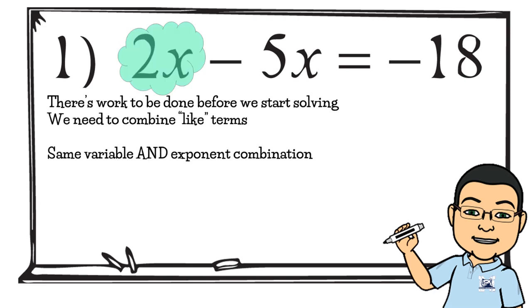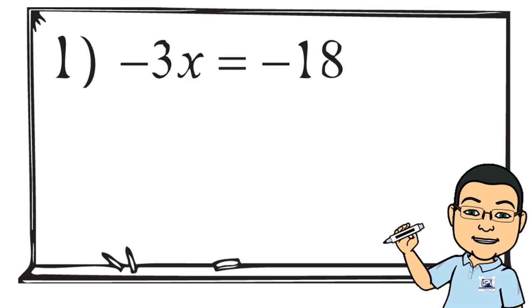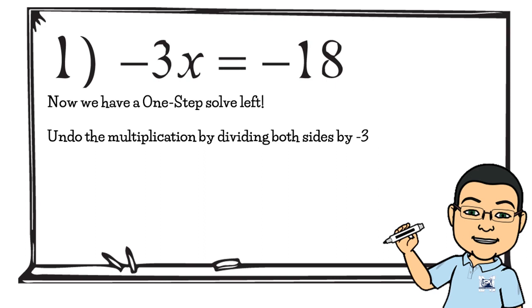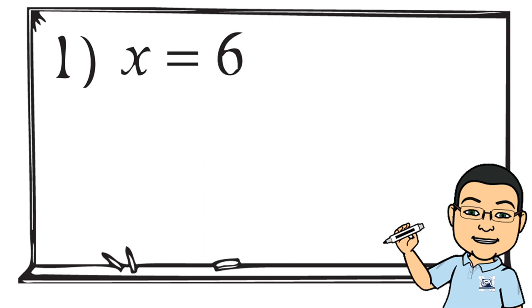Take that 2x, subtract 5x, and we're left with negative 3x equal to negative 18. From here, we have a one-step solve left. We know what to do from this. X is being multiplied by negative 3, so undo the multiplication by dividing both sides by negative 3, and the result, of course, is x equal to 6.